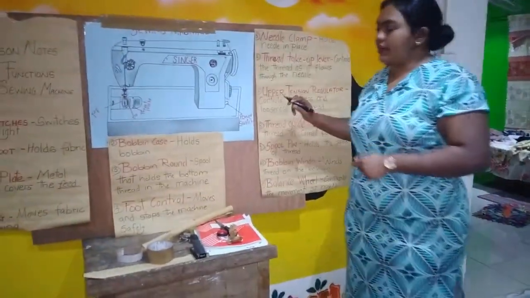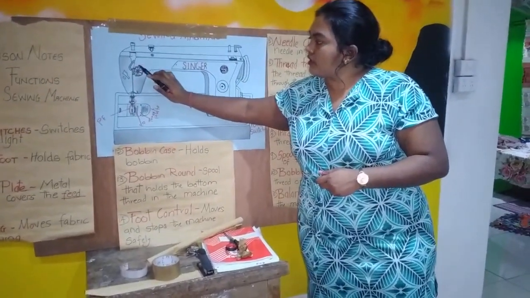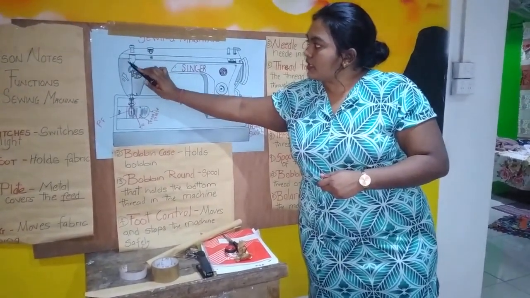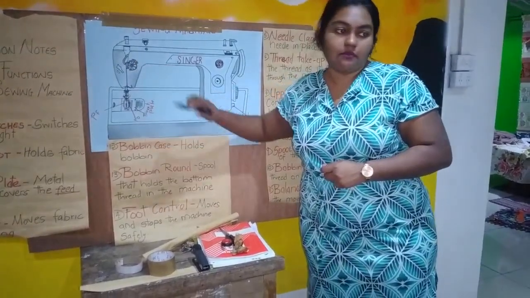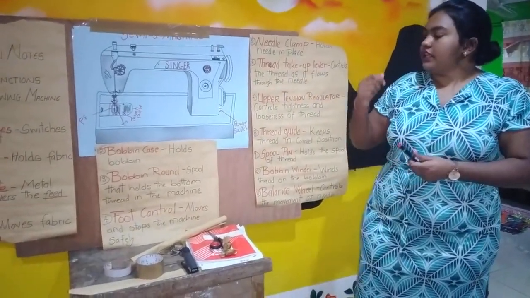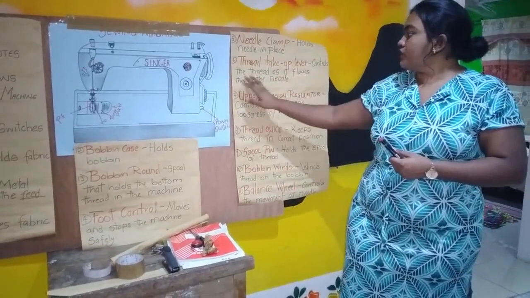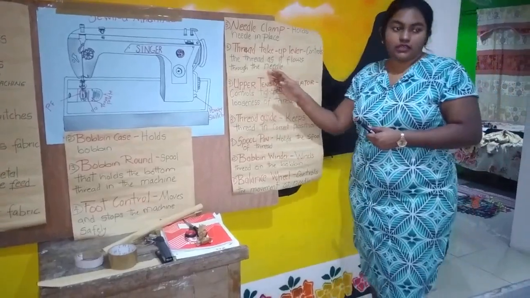Thread take up lever is here. This part is the thread take up lever. It takes up the thread as it controls the thread as it flows through the needle.